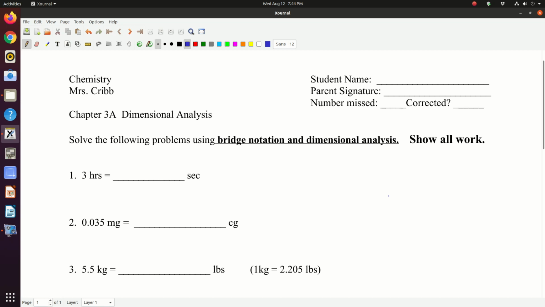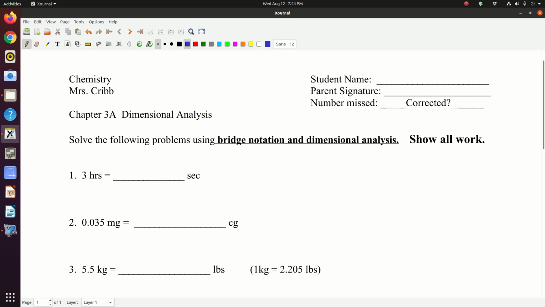This is Mrs. Cribb. So we're going to be doing this dimensional analysis worksheet together, and sometimes we would have done this in class, and so this year we're going to just make sure we got our bases covered. So you need to have printed out this chapter 3A dimensional analysis or have gotten it from me in class. If you don't have it, go to the student Google Drive folder and print it out from there.